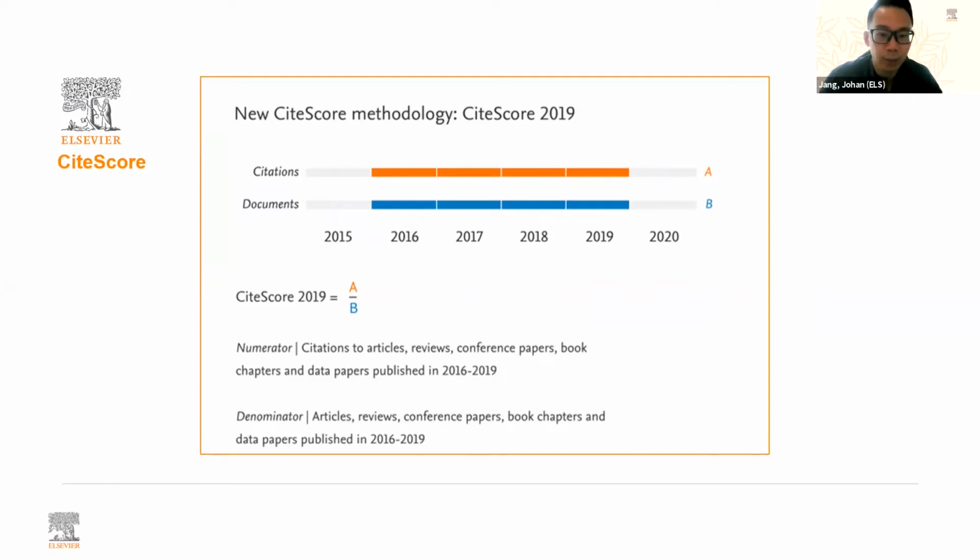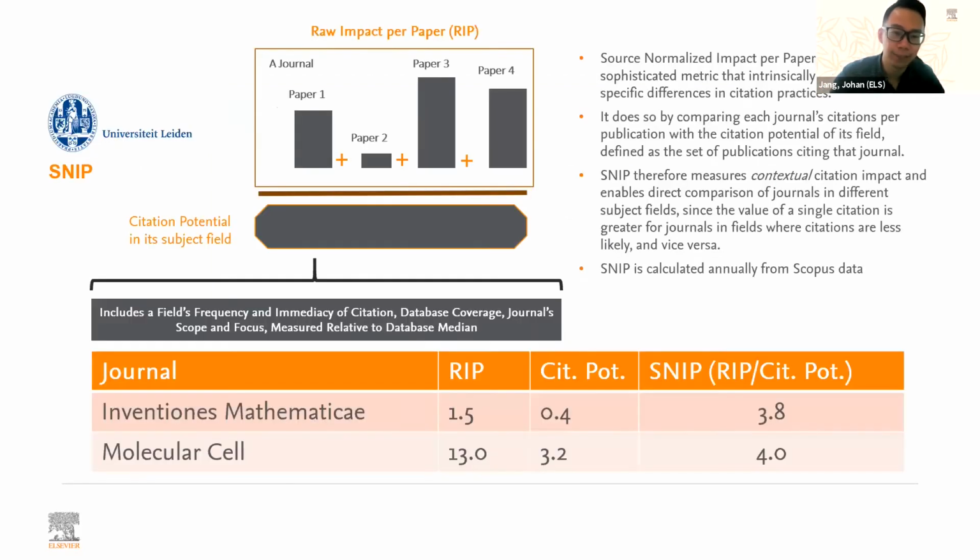Yeah, this is one of the metrics that the Scopus team uses to evaluate the quality of a journal. Now, the next one is called SNIP. Okay, it's full of text, but let me try to explain this in a much simpler way. SNIP is a formula developed by the University of Leiden. The formula of SNIP, over here on the right side, you can see, is RIP divided by citation potential. So what is this?